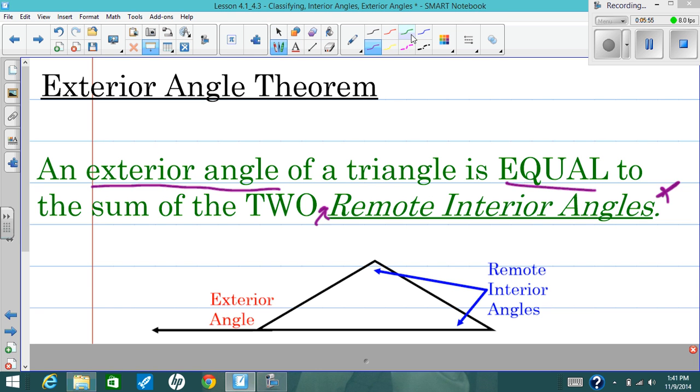If I have any exterior angle, like this one right here, the measure of this angle is going to be equal to the measure of this angle in here and this angle here added together. So if I add these two together, it will be equal to this exterior angle. These are the remote interior angles because they are the angles that are not supplementary to the exterior angle. So this exterior angle and this one interior angle form a linear pair. The other two interior angles are the remote ones there, the ones that are far away from the exterior angle.